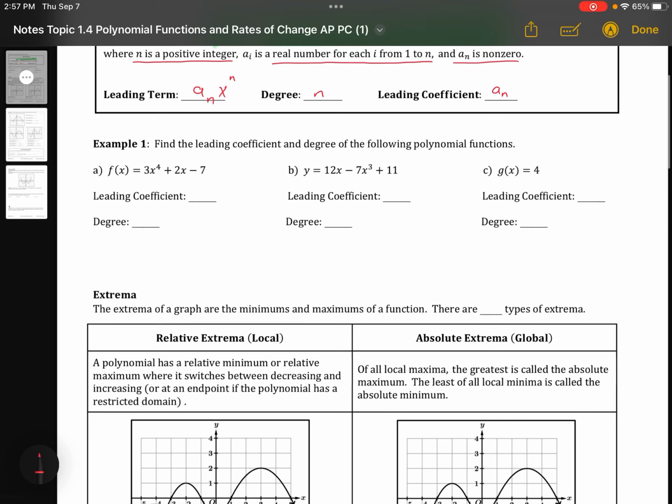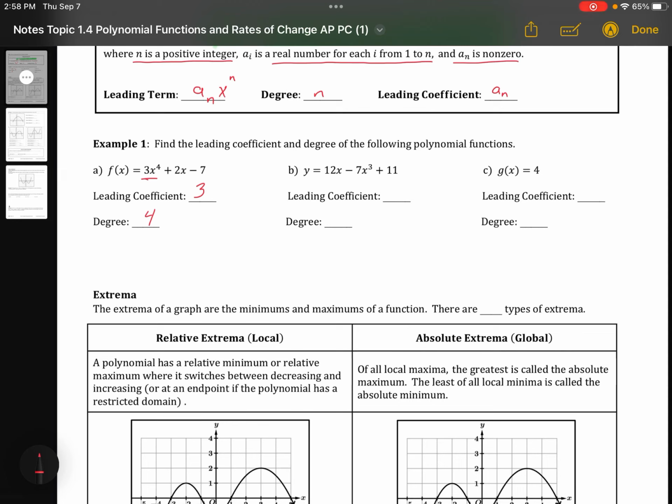All right, let's keep going down here. Find the leading coefficient and degree of the following polynomial functions. Here, 3x to the fourth is our leading term. The leading coefficient is the number in front, so that's going to be 3. The degree is the exponent, so it's going to be fourth degree.